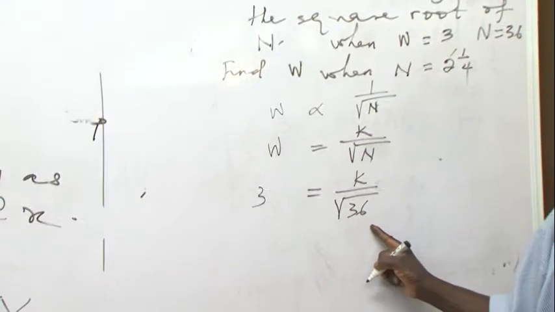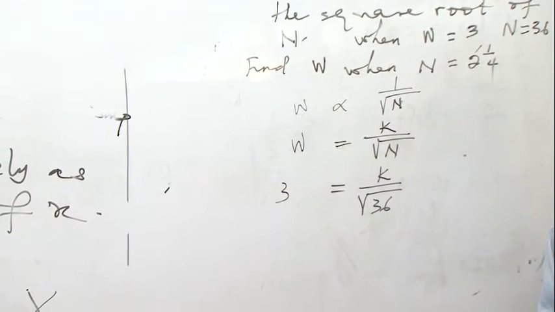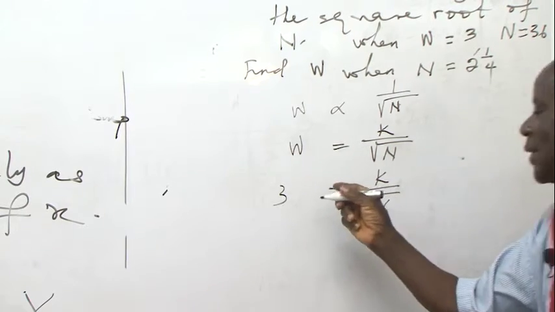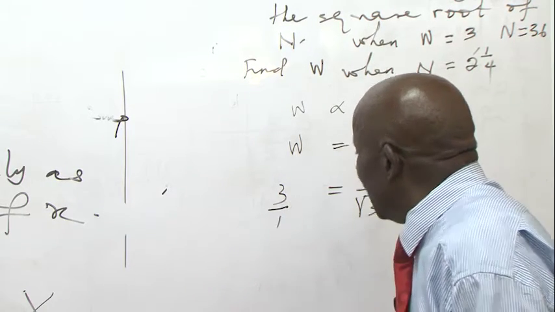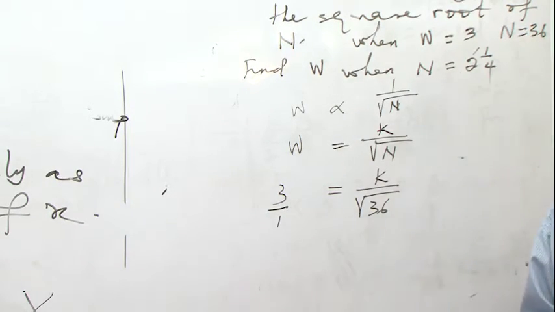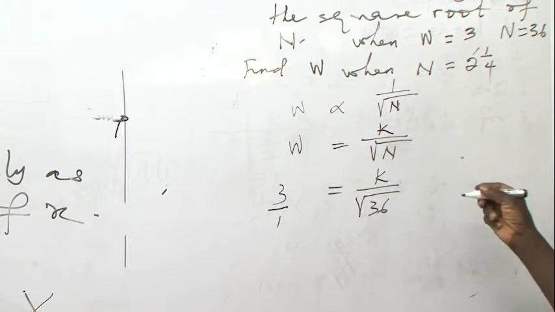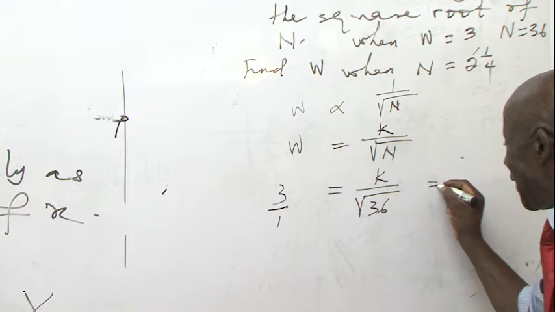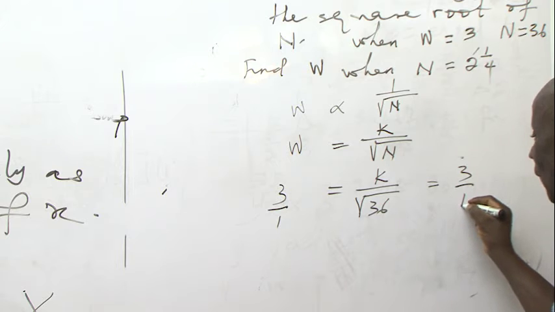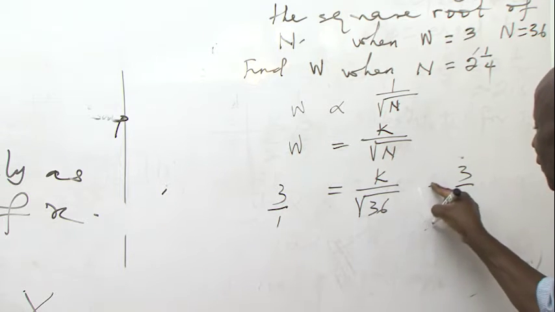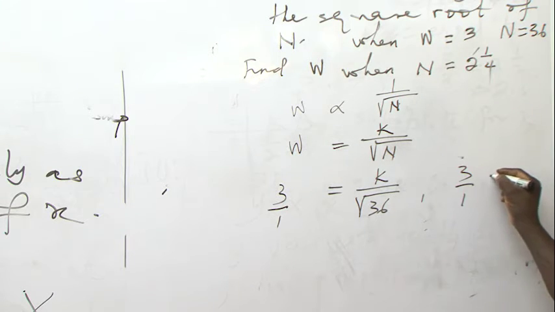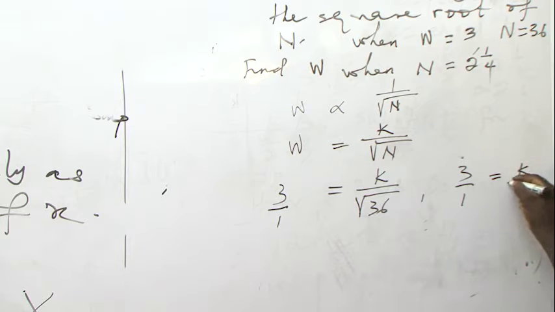Then what is the next thing to do here? Please, for God's sake, try to know that 3 is the same thing as 3 over 1. K is unknown. You must find it, because we want to test your knowledge of solving simple linear equations. Cross multiply. If I were you, I would say this is the same thing as 3 over 1. Say 3 over 1 equals K all over. What is the square root of 36? 6.